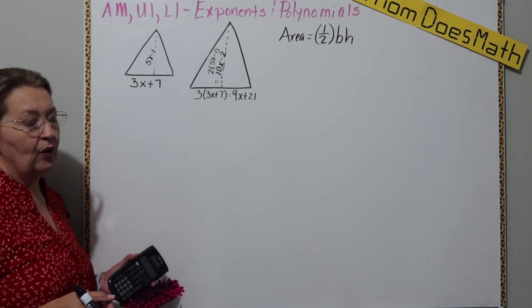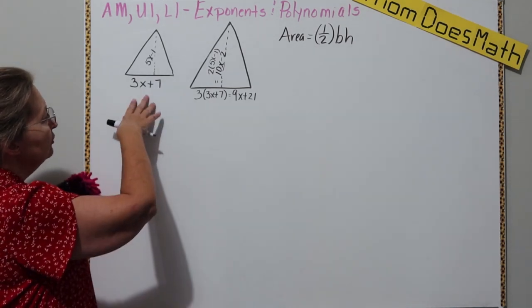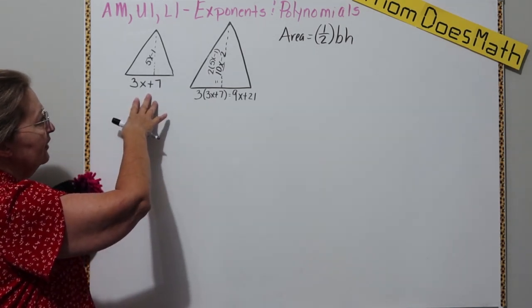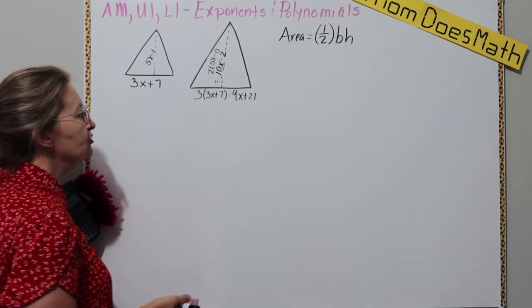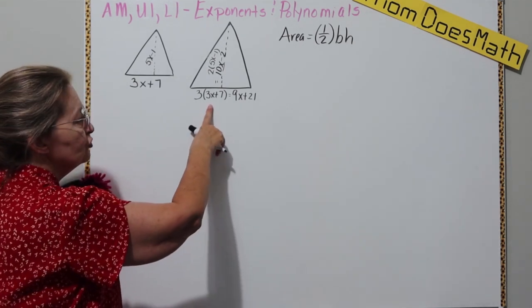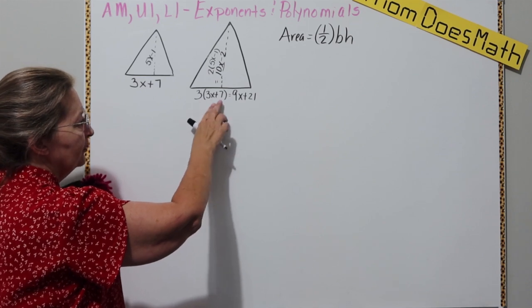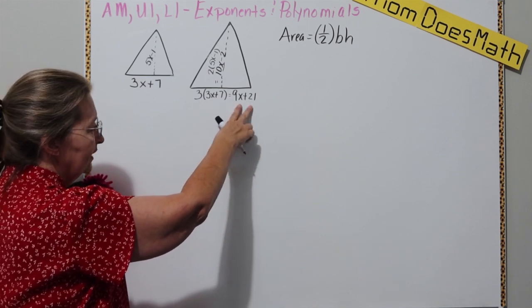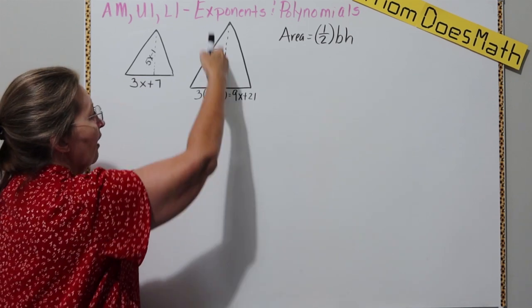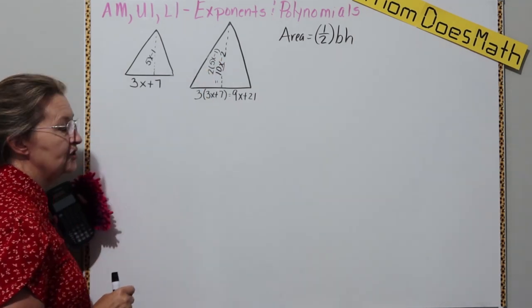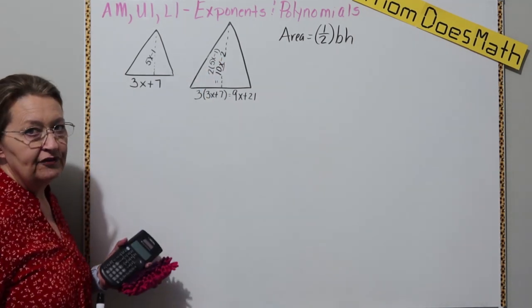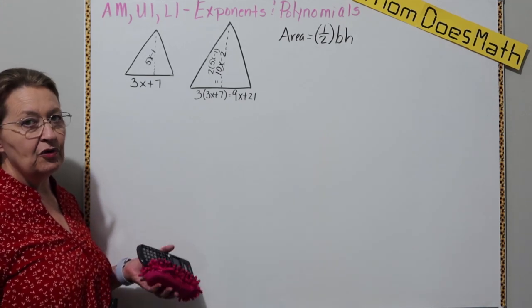Okay, let's have a look at that word problem. We have an original triangle with a base of 3x plus 7 and a height of 5x minus 1. And they tell us our new triangle has a base that is tripled. So when I multiply 3 times 3x plus 7, I get 9x plus 21. The height is doubled, so when I double that height, I get 10x minus 2. They want me to find the difference in the areas of the two triangles.